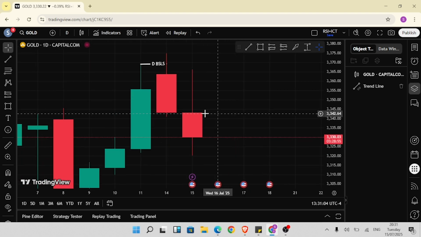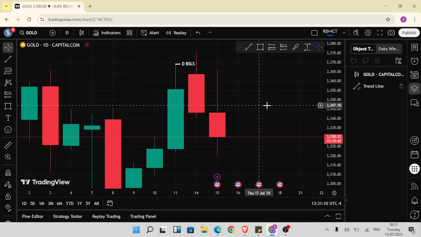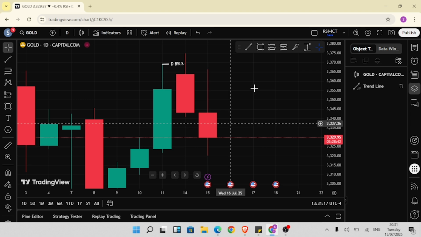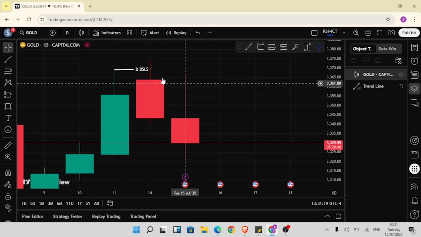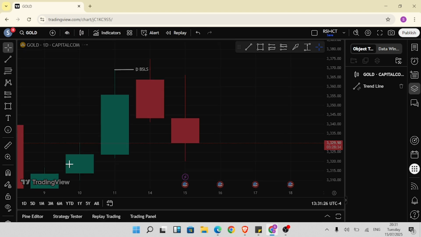So if you know about the open high, low close, you will realize that since this candle has opened and closed below, price will continue pushing lower. Now, going to the lower time frame, let me go to the 4-hour time frame. We see what is happening there.